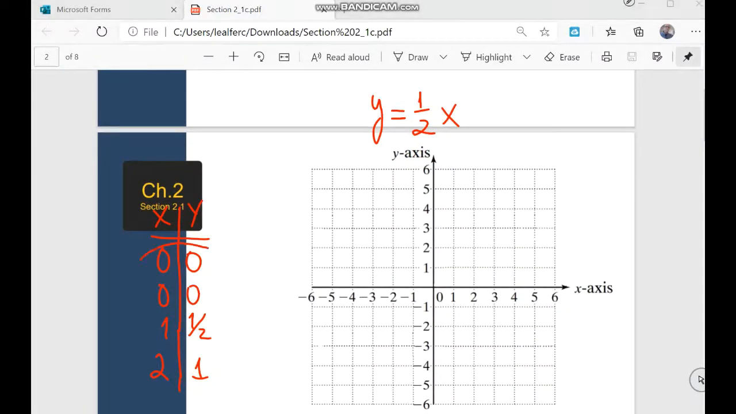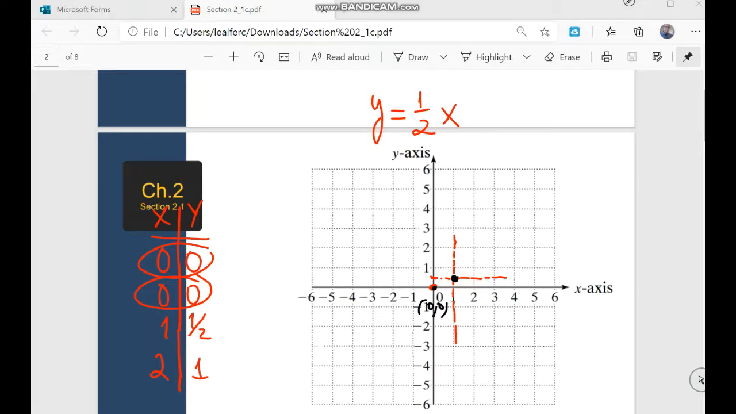And the first one is going to be 0, 0. X equals 0, y equals 0. Then we have another one, x equals 1. Actually, let's make some space here. X equals 1. And y equals 1 over 2. That half is between 0 and 1. Somewhere here, right? And that's another point.